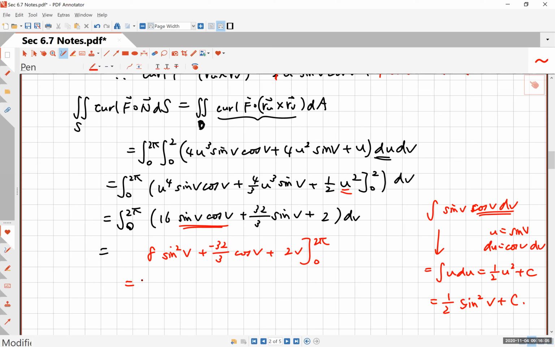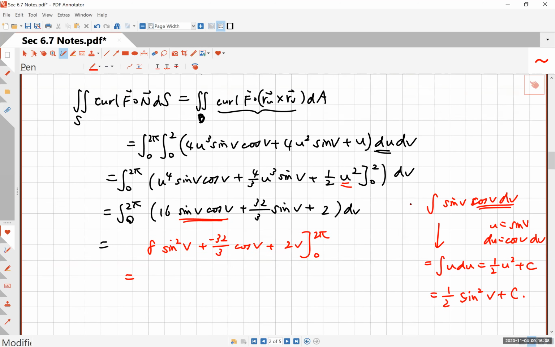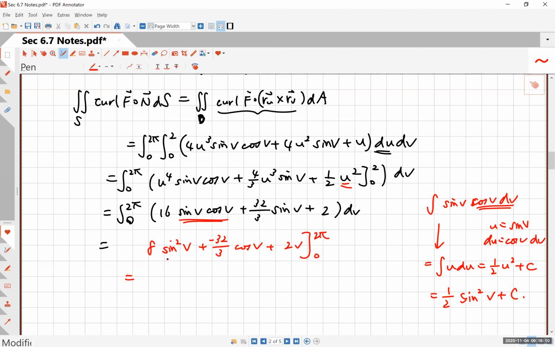And notice here, despite all the hard work, you really didn't have to do all the work because, I mean, what's the sine of 2 pi squared? Well, that's 0 squared. That's 0. And then sine of 0 squared is also 0. So that will give you a 0. And the cosine, oh, that's different. But remember, cosine of 2 pi is 1, and cosine of 0 is also 1. So there is no difference because these are just periodic functions of 2 pi. And then the last one, 2v, this will be 2 times 2 pi minus 0. And so the answer is going to be 4 pi.